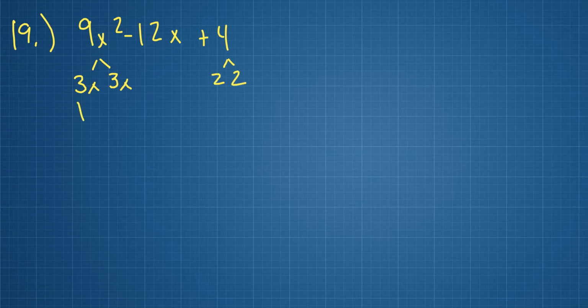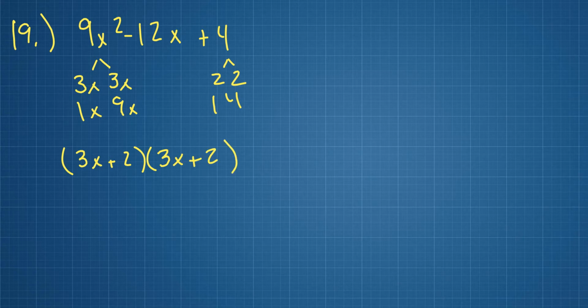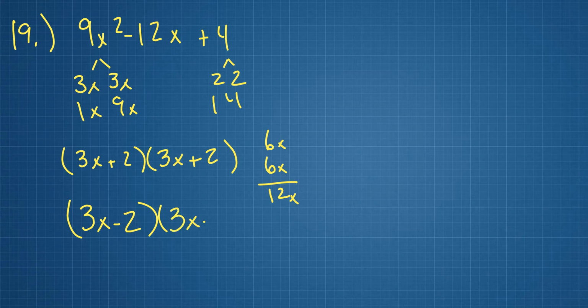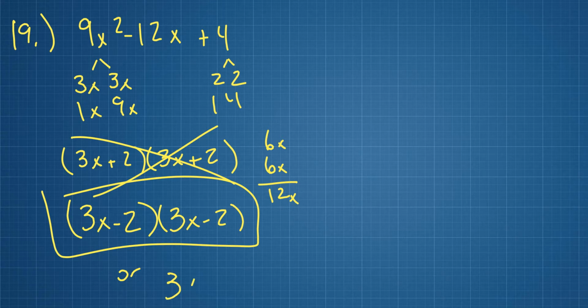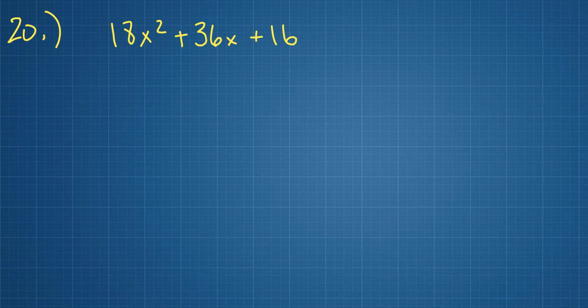There are other choices. Like I said, you could do 1x and 9x. You can do 1 and 4. But I'm going to try the square roots first. So I'm going to put 3x plus 2, 3x plus 2. The outside gives me 6x. The inside gives me 6x. Together, that's 12x. That's what I want, except it's the wrong sign. So I'm going to put 3x minus 2, 3x minus 2. I changed both signs. Remember, that's a good answer. Or you could put 3x minus 2 squared. And that's it.